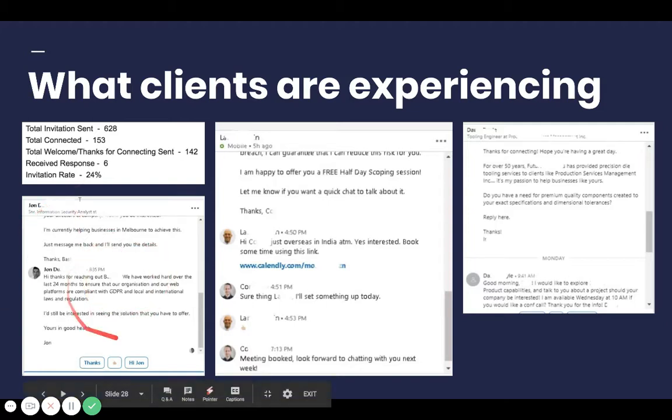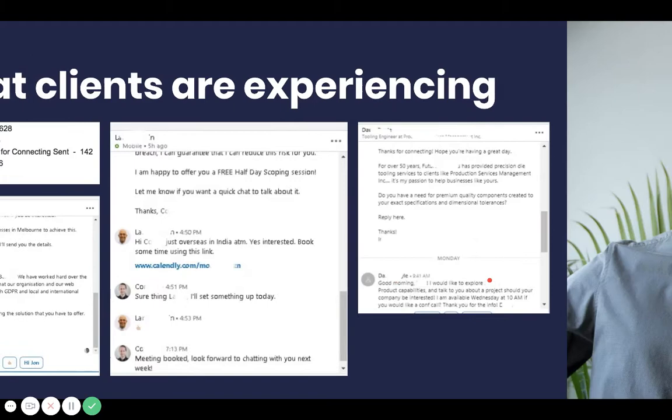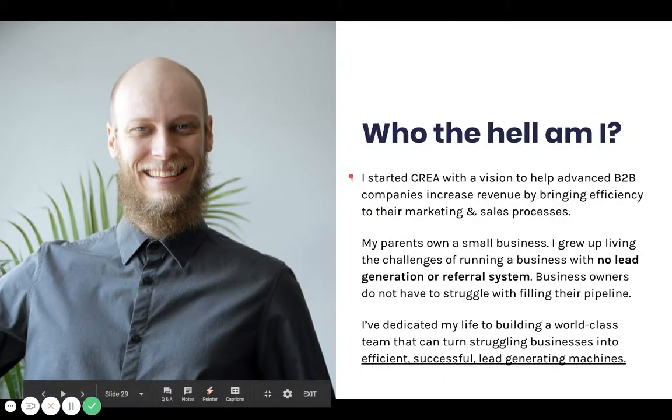And then you see some messages here. This was for IT companies. This was a manufacturing company doing tooling, so they would like to explore the product capabilities and talk to them about a project, should your company be interested. So this was a warm lead that actually turned into a sale.